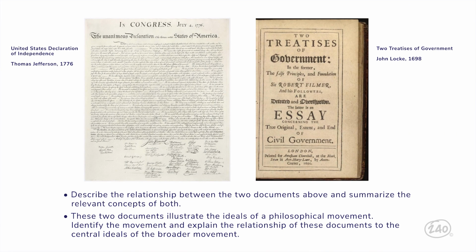So, here's our question. It gives us pictures of the Declaration of Independence and the two treatises of government, and asks us two things. A, describe the relationship between the two documents above and summarize the relevant concepts of both. And B, these two documents illustrate the ideals of a philosophical movement. Identify the movement and explain the relationship of these documents to the central ideals of the broader movement.